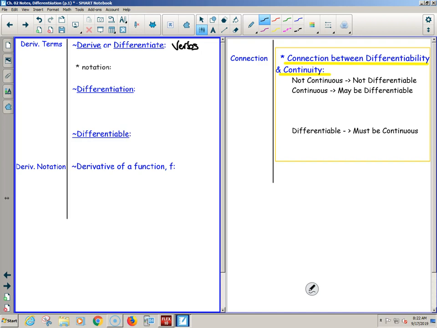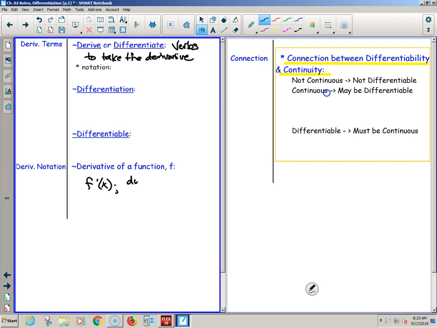Verbs. So that means to take the derivative. Okay? To derive or to differentiate is to take the derivative in math. Notation, there's a lot of different ways of showing this. To show the verb, careful, to show the verb, not the noun. The noun would be way down here underneath the derivative of a function. That could be f prime of x.